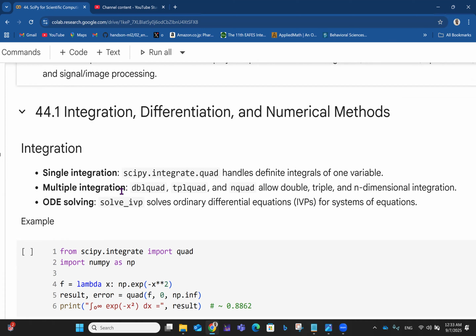So talking about multiple integration, you can use things like dblquad, tplquad, and nquad, which allow double, triple, and n-dimensional integration. You can also do ODE solving. So you can use solve_ivp, which solves ordinary differential equations for systems of equations.